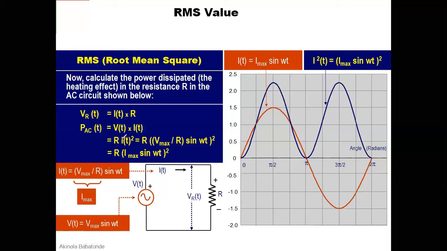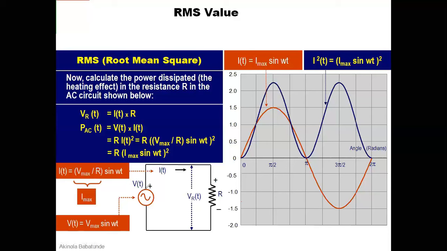So instead of writing I of t here, we know that I of t is equal to I max sine omega t. If you square I of t, that gives you I max sine omega t, all squared. That is I squared of t. Just replace that and put I max here. So you can see the power in the AC cycle is equal to R multiplied by I max sine omega t, all squared. This is what you have for the AC circuit.